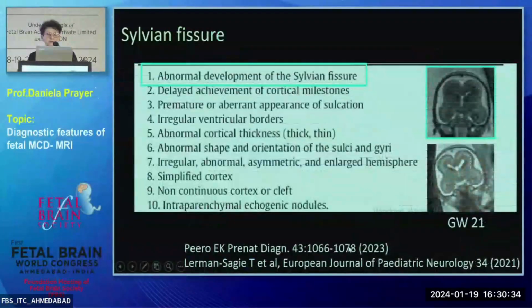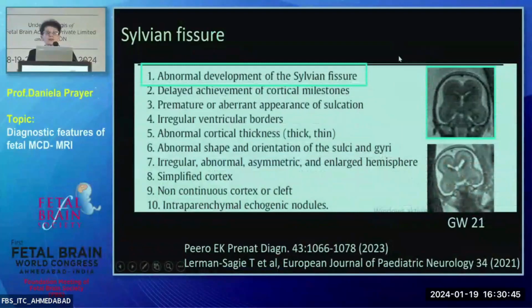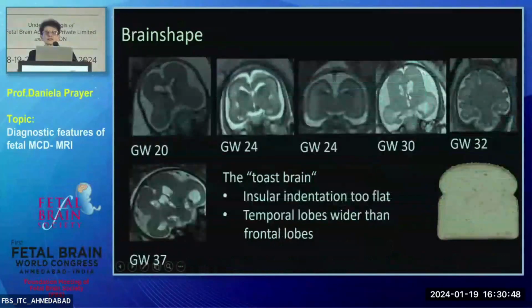The Sylvian fissure, we have heard about the Sylvian fissure and its importance already from Ritsuko, but of course the flat Sylvian fissure contributes very much to the brain shape. And this is a strongly scientific concept that we coined several years ago, toast brain. And if you see a brain like that with a flat Sylvian fissure and where the temporal lobes usually are much wider than the frontal lobes, this is a sign that the brain development is really very abnormal.